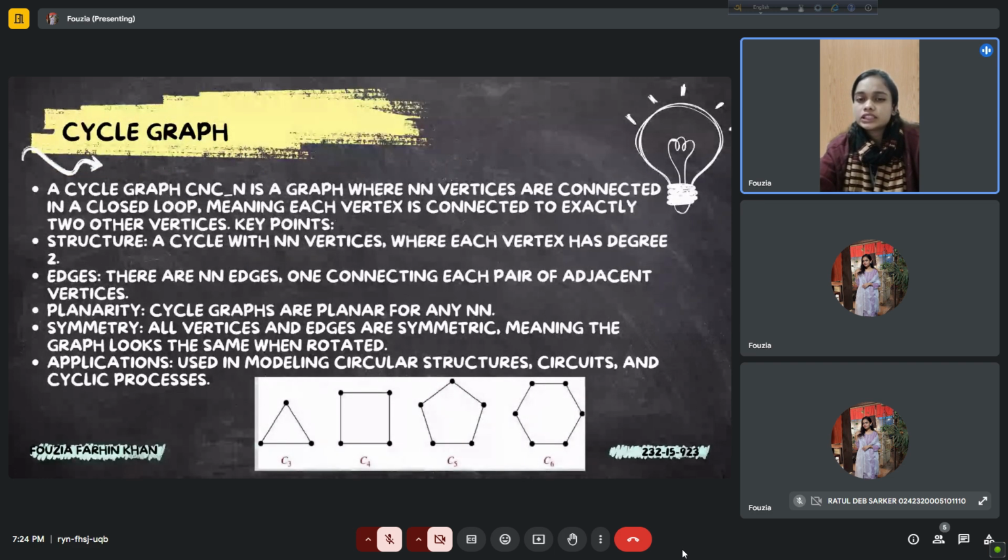If we move to the next graph, that is the cycle graph. A cycle graph consists of n vertices connected in a closed loop. Each vertex has a degree of 2. There are exactly n edges. Cycle graphs are always planar regardless of n.